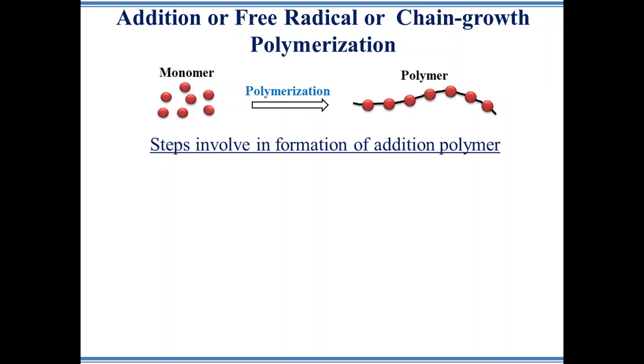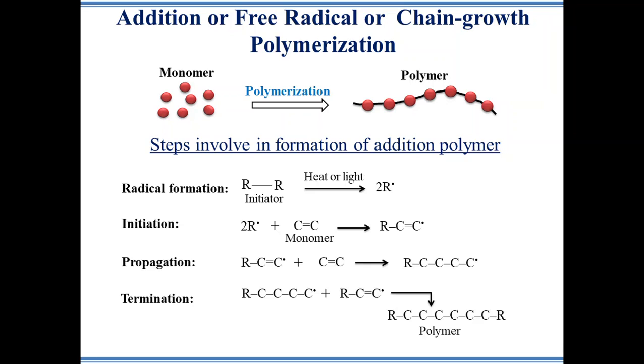Addition polymerization involves mainly three steps. First step is initiation step. In this step, a small number of monomers react with initiator molecules to form active monomer or free radical. In propagation step, the active monomer reacts with a large number of monomers and forms a long chain free radical. And finally, in termination step, two active chains react with each other to form a neutral polymer chain.